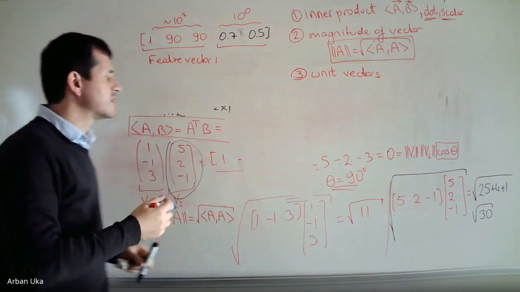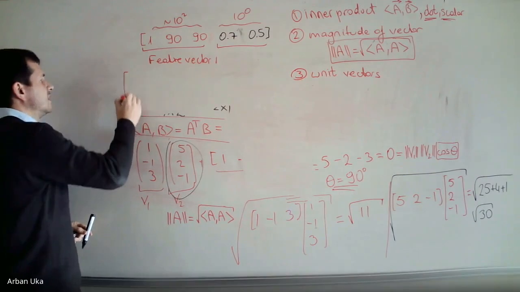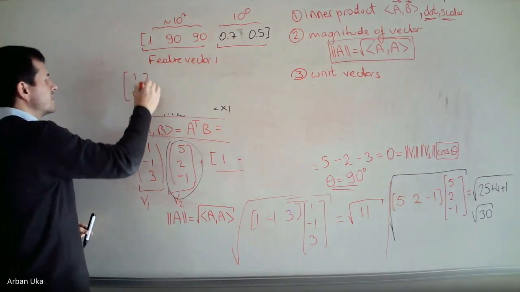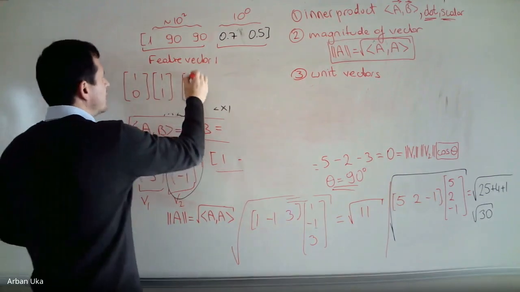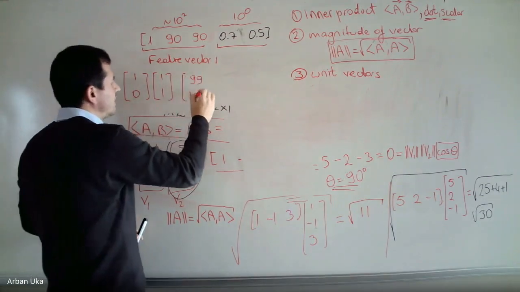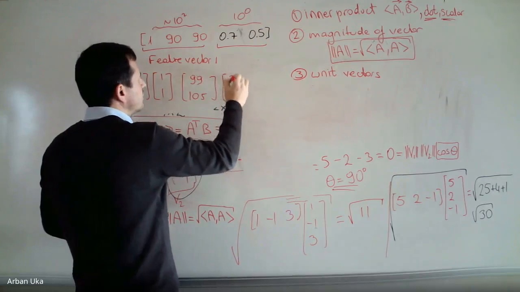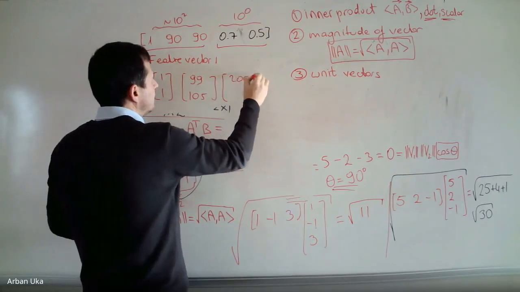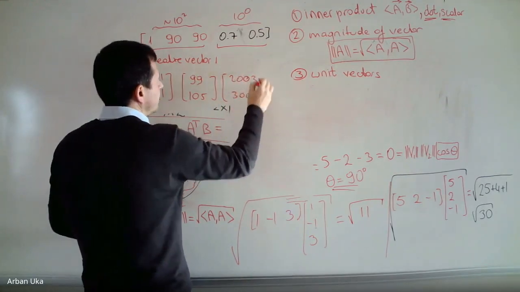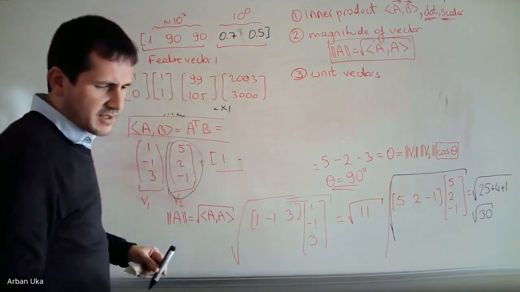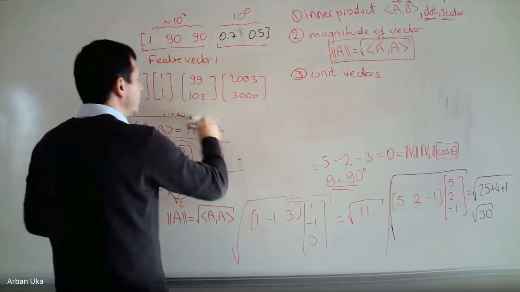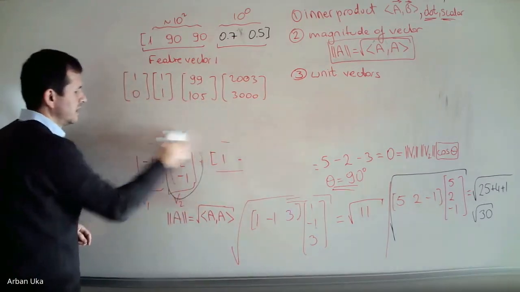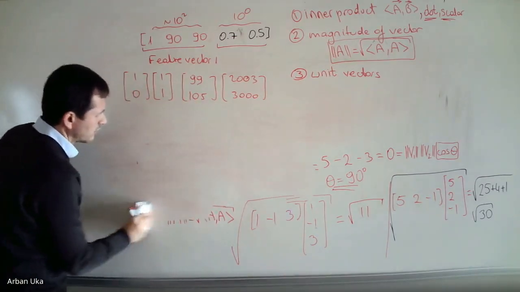Another example is the following. Imagine you have a vector which is 1, 0. You have a vector which is 1, 1. You have a vector which is 99, 105. And then you also have 2003 and 3000. Okay? So here we have some vectors, and the question is, we want to compare them. So how would we compare them?